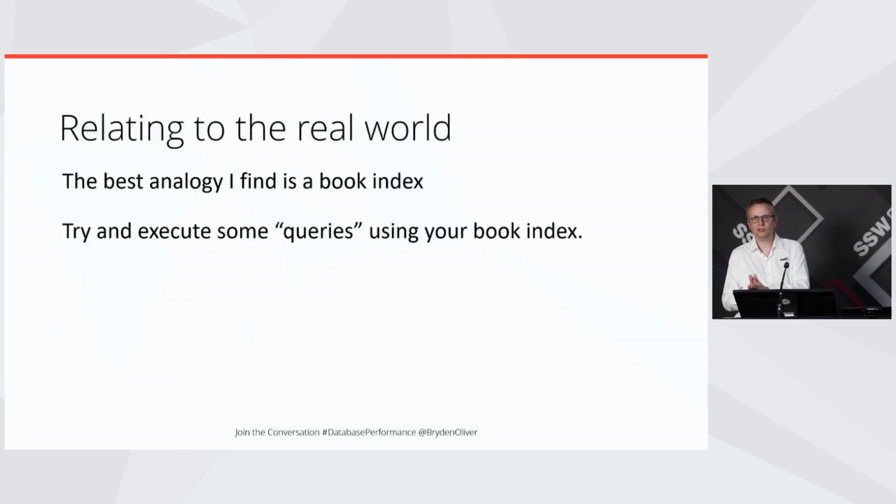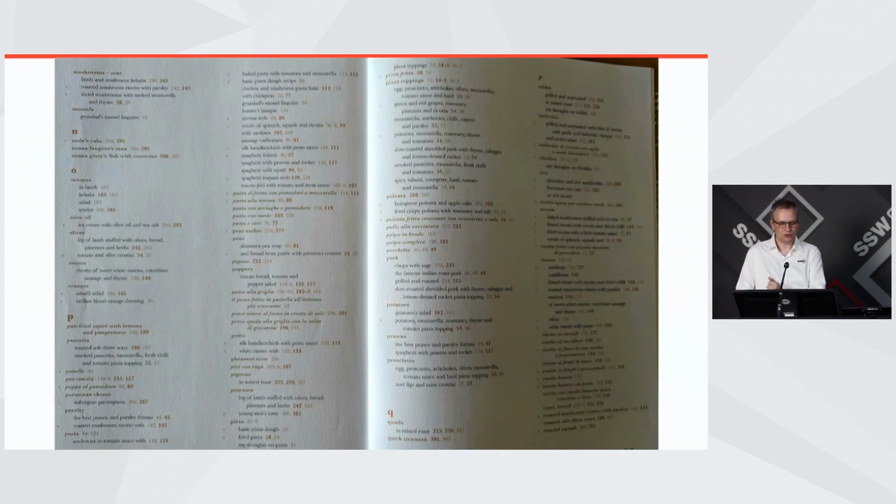So when we're relating it to the real world, the obvious analogy is a book index, and that's in fact where the name index comes from, because they were trying to imitate a book index or a library index. If you make a book index, try and execute some queries with it. And let's have an example here. So this is a page out of one of my relatively distant relatives, Sir Jamie Oliver. And this is the index to one of his cookbooks.